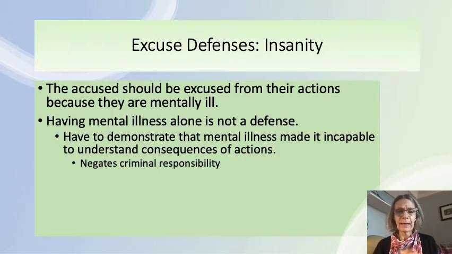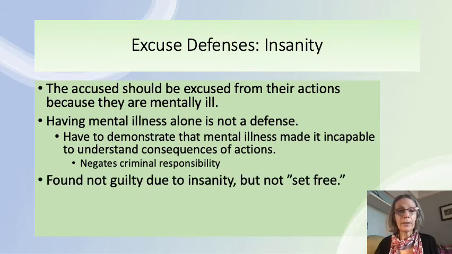And because they didn't possess mens rea, it negates criminal responsibility. Now, if an individual is found not guilty due to insanity, in Wisconsin, we call it found not guilty due to mental disease or defect, that individual is not set free, usually, okay?